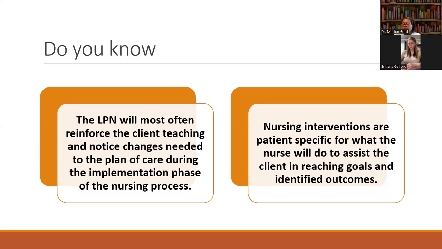Is this really working for this person? So we're administering Tylenol or some type of antipyretic. We're measuring it, plus we're checking the temperature. Is this temperature going down or is it going up? So nursing interventions are patient specific, but what the nurse will do to assist the client in reaching their goals in the identified outcomes.